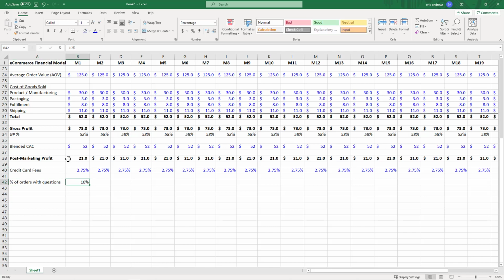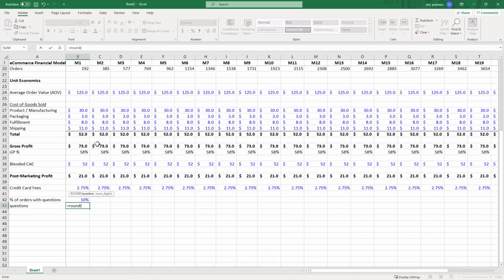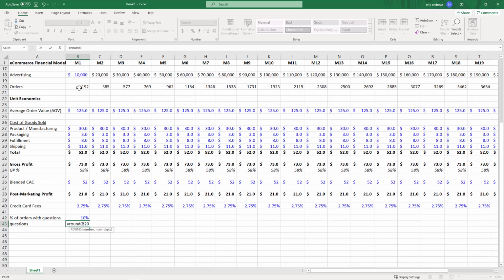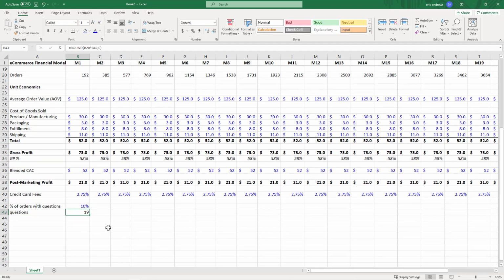So maybe they go in and they say, oh, well, you know, I'm not totally sure if I want to order. I can't tell what this product is. So let's say 10%. I have no idea if this is accurate. It's probably less, but I'm just sort of showing you how you would work through a series of assumptions to create a model. So, okay, so round, because I'm just going to round this to a whole number, orders times 10%, round that to zero. Okay, so we're saying that's 19 questions.